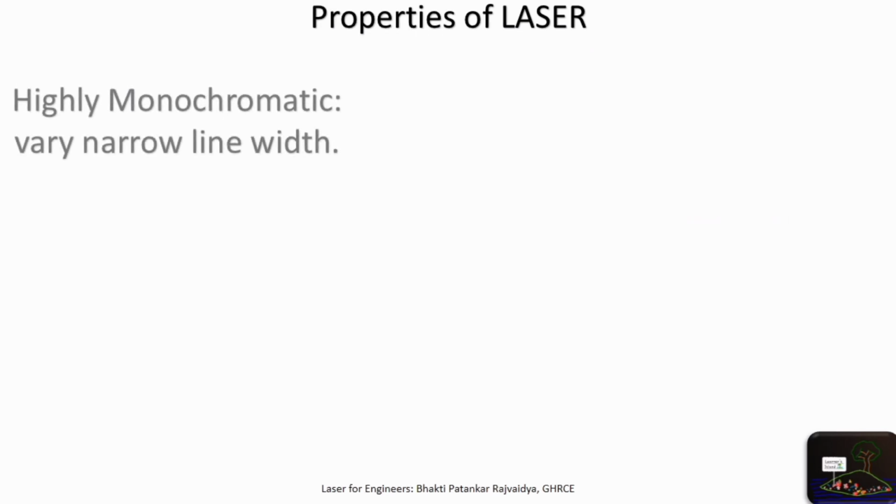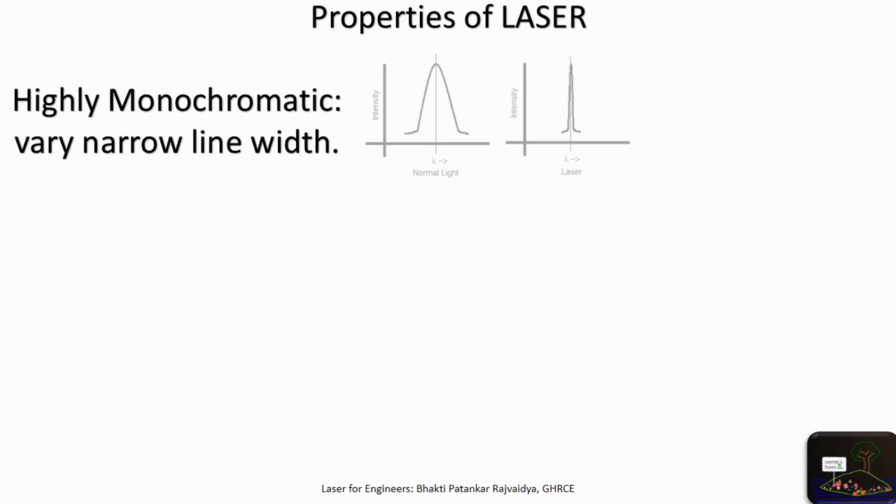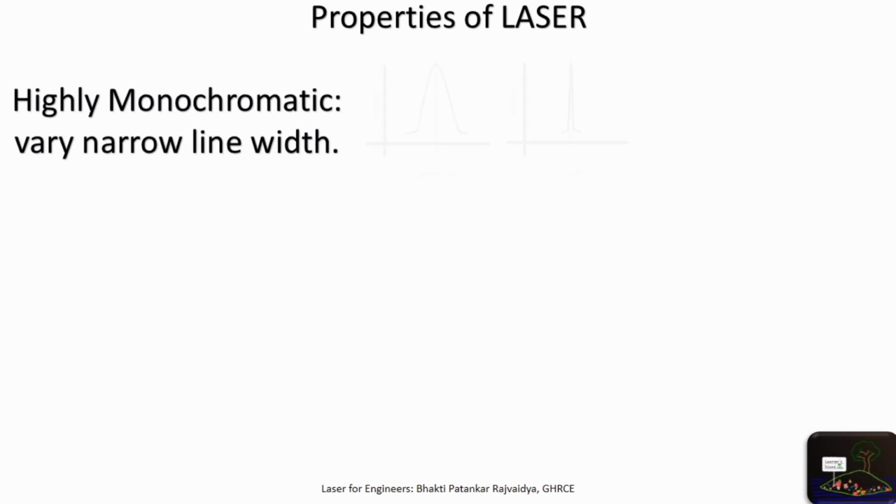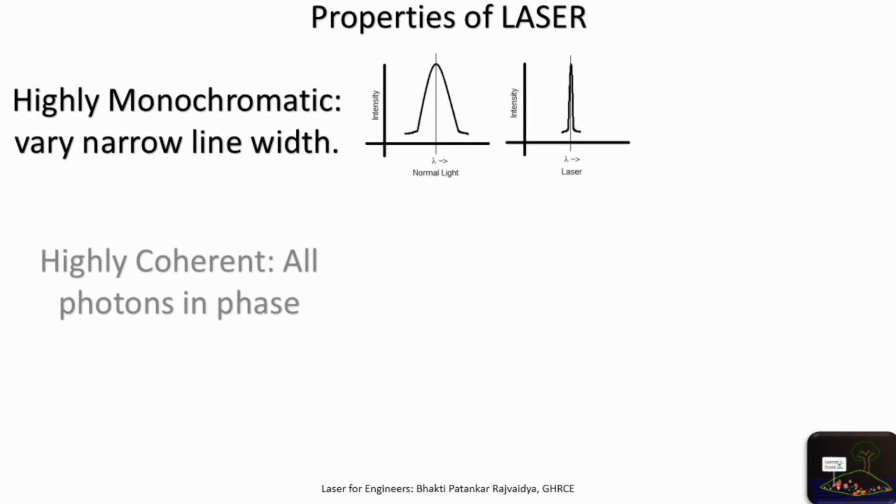Let us now move towards the properties of lasers, which make them different from ordinary light. Laser light is highly monochromatic, meaning it has a very small wavelength spread, or line width, as seen from the graph of wavelength versus intensity. Normal light has a wide spectrum of wavelengths on either side, while laser has a very narrow one.